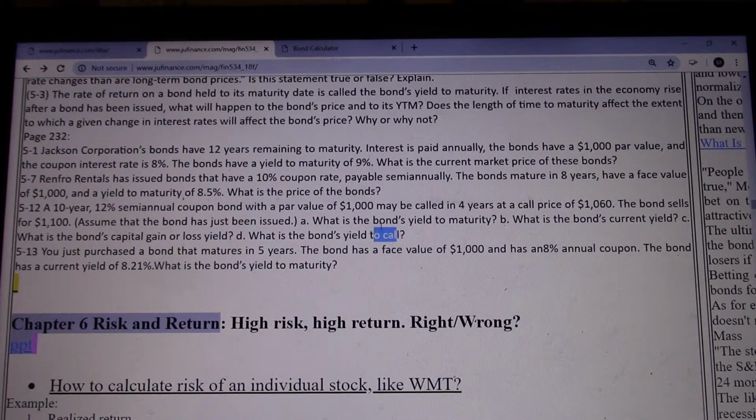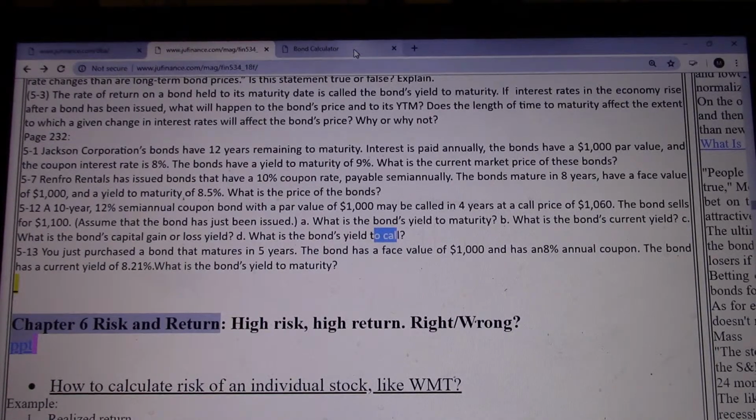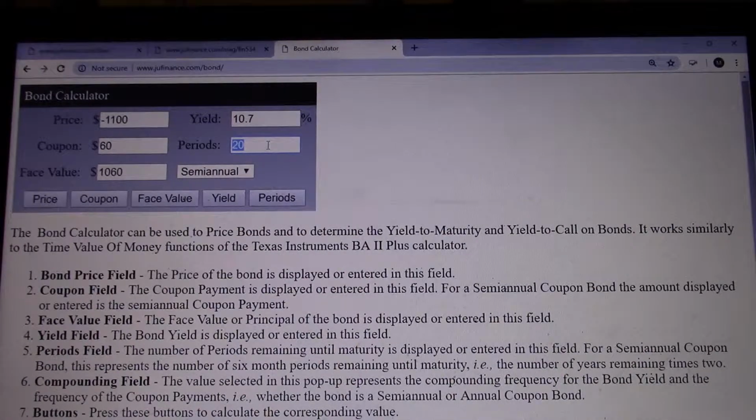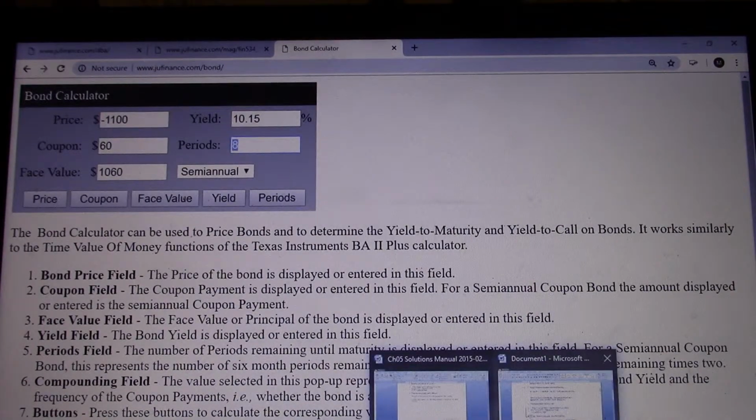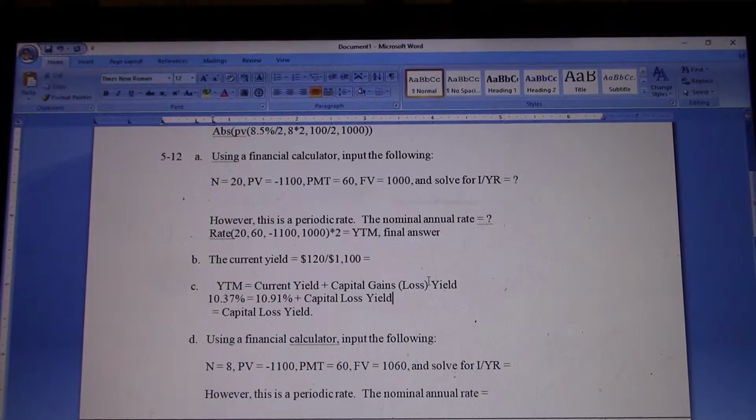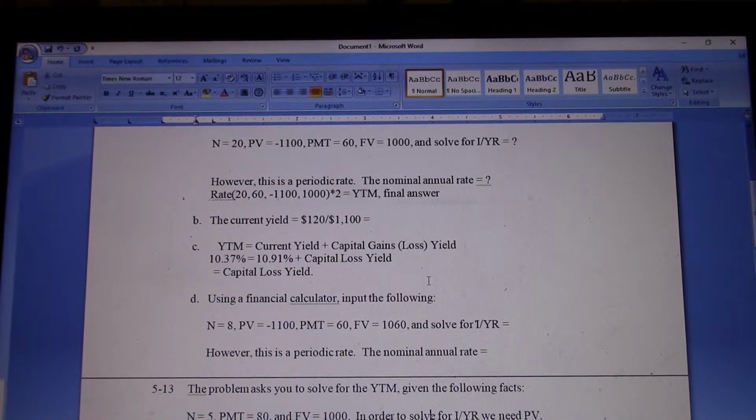So the bond will be called in 4 years. So this bond will be matured if it's called in 4 years. So it has to be 4 times 2, it has to be 8 here. So compute for yield. That's correct. To get this yield to call, see the input will be this.